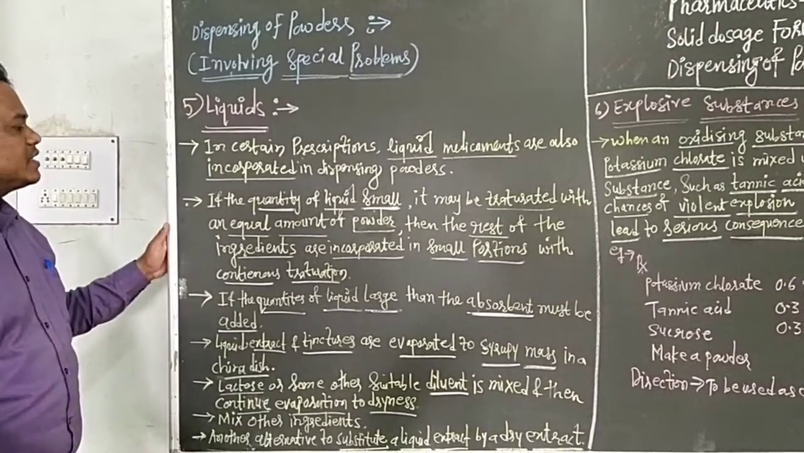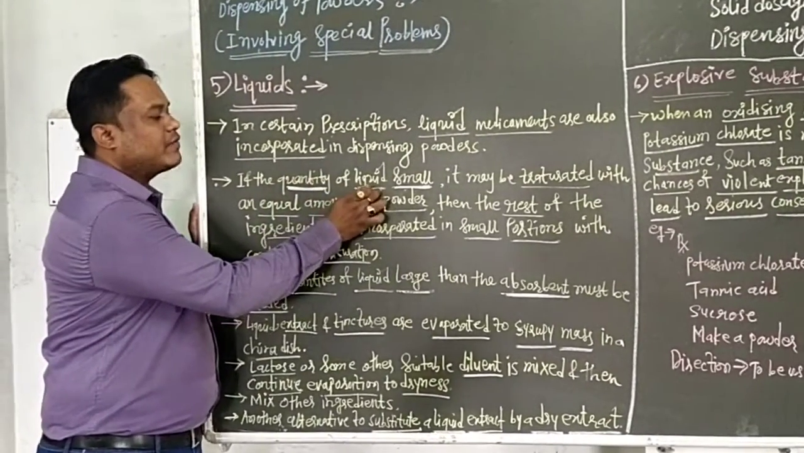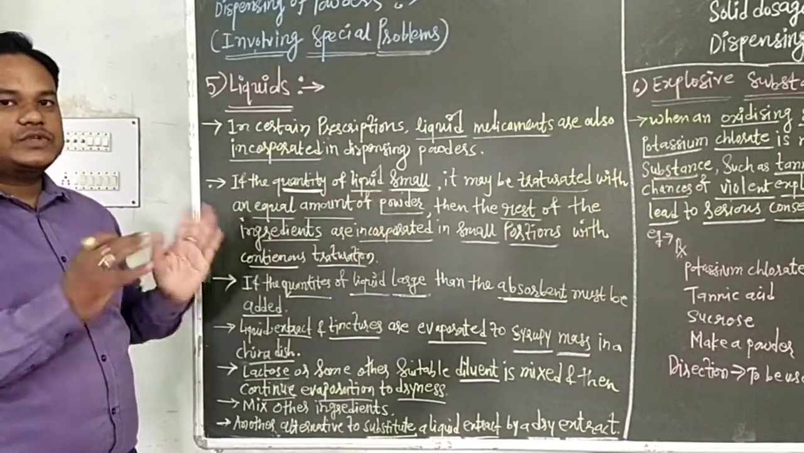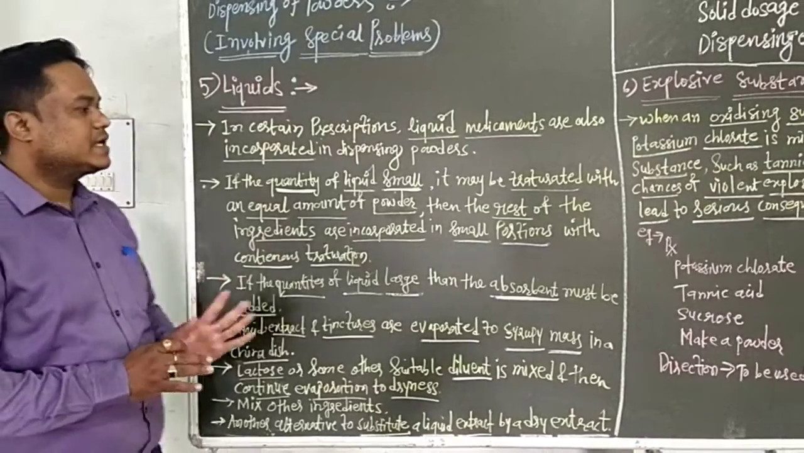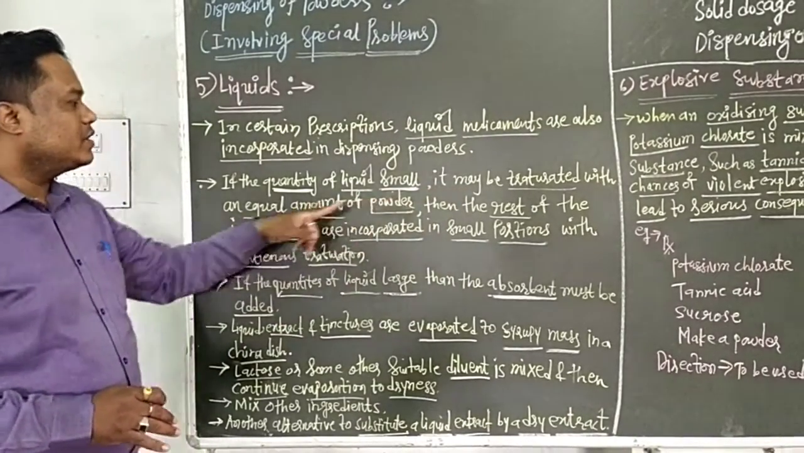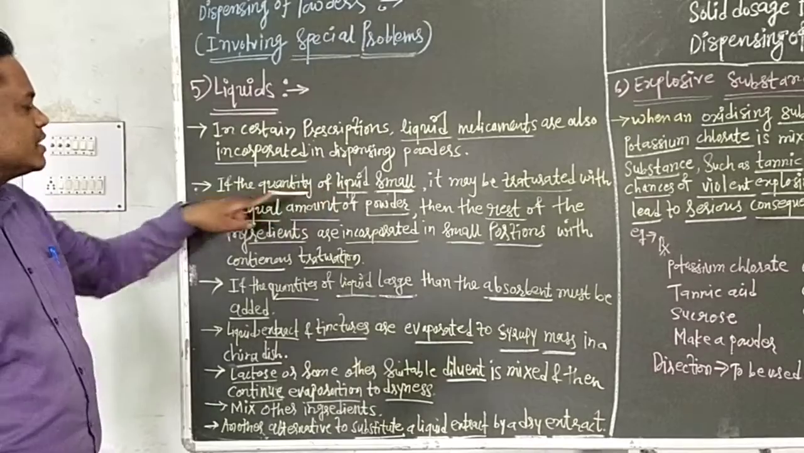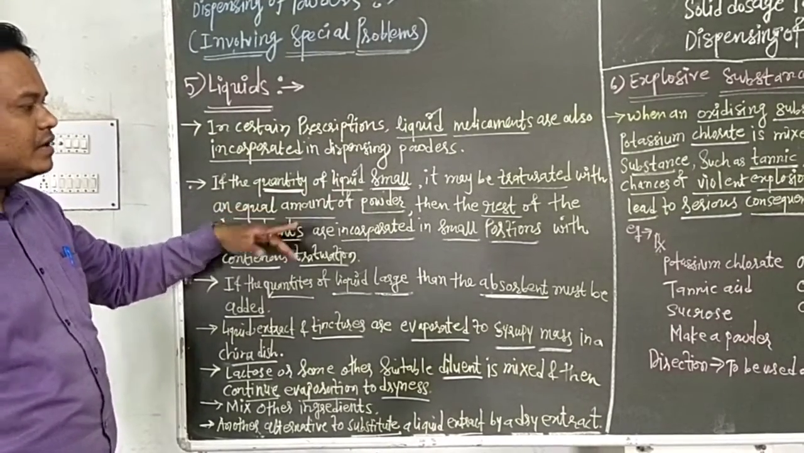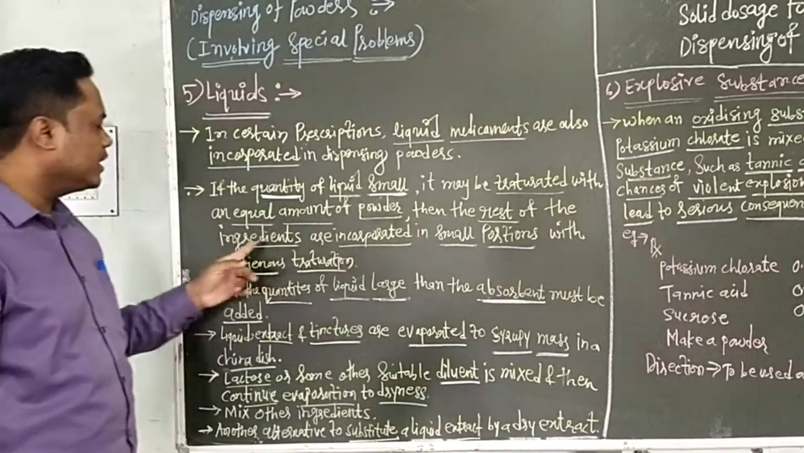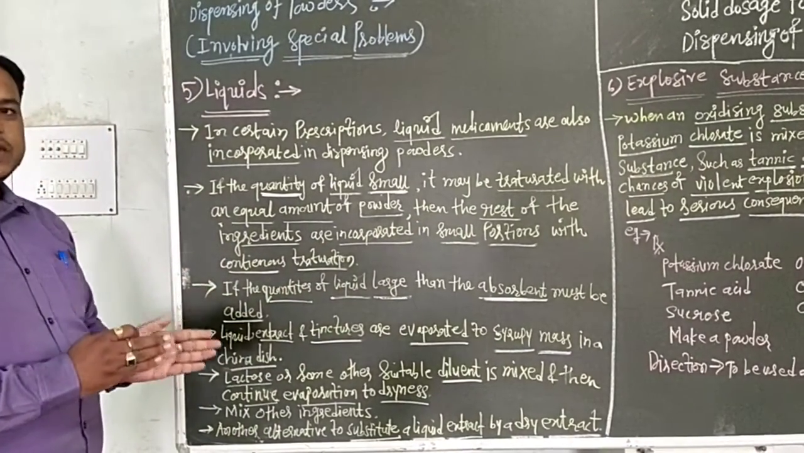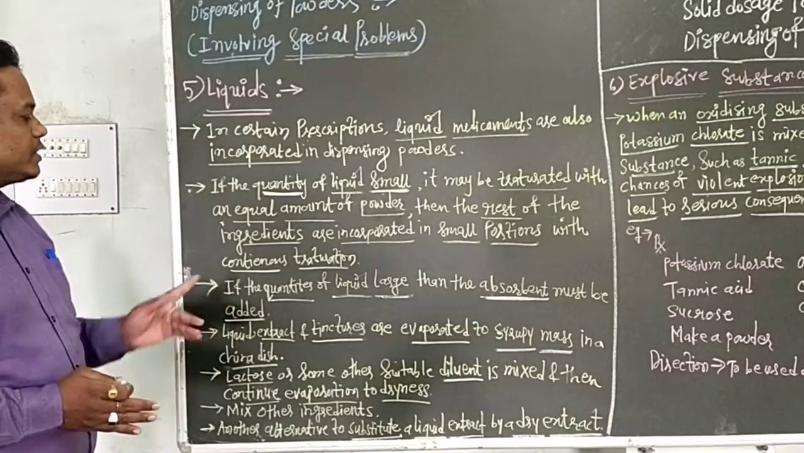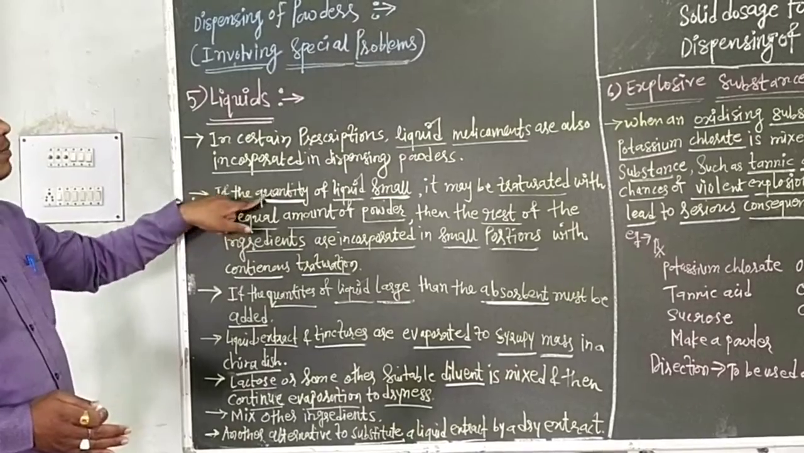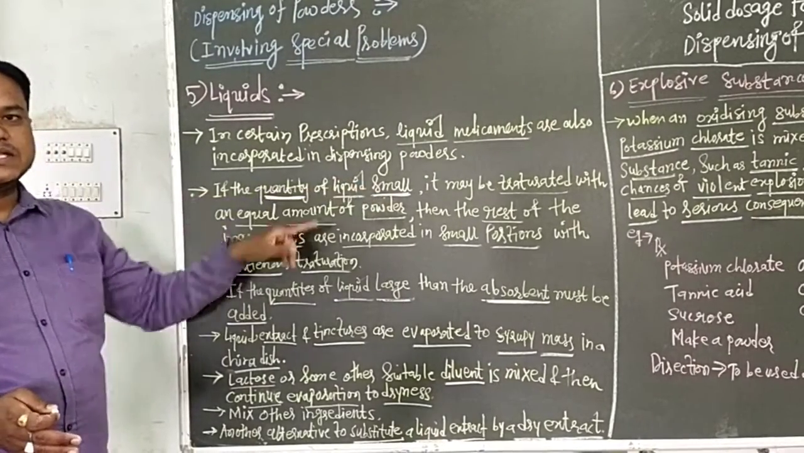The next condition is, if the quantity of liquid in the prescription is small, then what procedure is applied? This small amount of liquid is saturated first with an equal amount of powder. Then the rest of the ingredients are incorporated in small amounts with continuous saturation. This is the simple process.